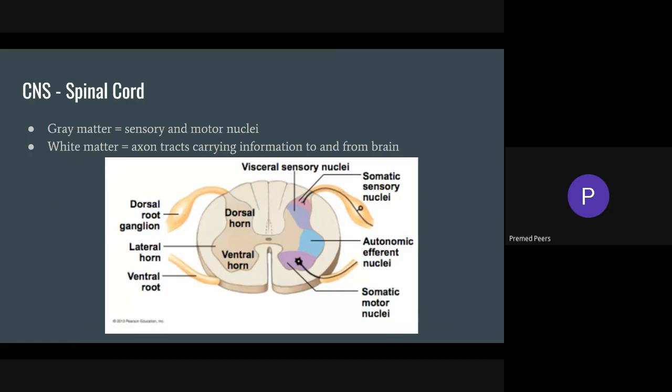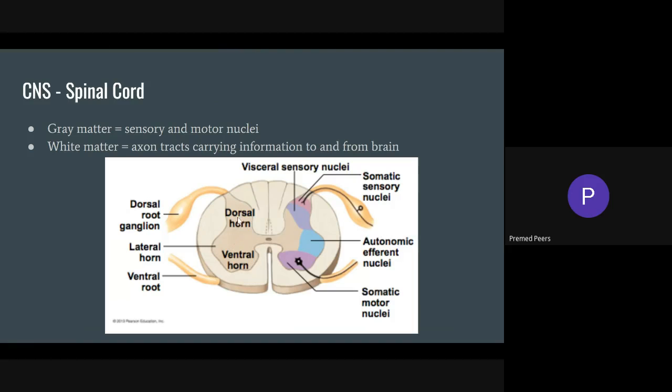So we're going to take a closer look at the spinal cord first. This is an image of the spinal cord and the parts that you should be familiar with. Oftentimes, I think you'll come across things about the dorsal horn, dorsal root ganglion, ventral horn, all this kind of stuff. So knowing the different functions and what's present in those locations is important.